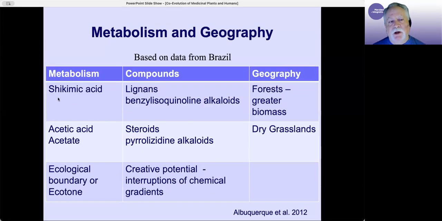And now you get some funky data too on plant metabolism and geography. Remember we said that there are a number of different secondary metabolites. You don't have the same classes of secondary metabolite compounds made in every plant. They tend to have specialist compounds that they make. But here they did some studies in Brazil and they looked at geography. So they looked at forest geography, dry grasslands, and then what we call edge ecology, those sections that are broken up or fragmented that have elements of both. And you can see that in that forest where there's much greater biomass, you tended to get these compounds called lignans or benzyl isoquinoline alkaloids that are part of a particular metabolic pathway. In that open grasslands, you get steroids and pyrrolizidine alkaloids. And in that gradient area, there's a lot of creative potential. You tend to get really mixed and some very unique compounds being made. These are called ecotones.